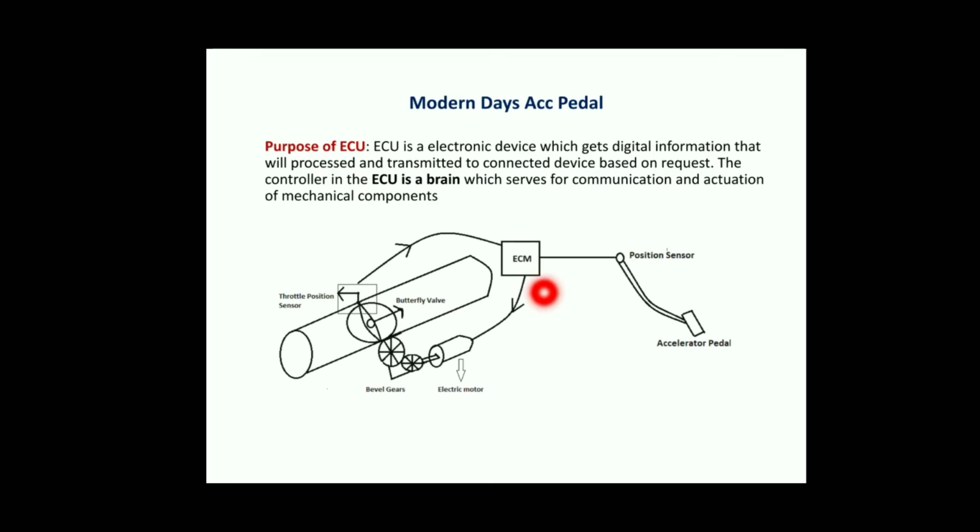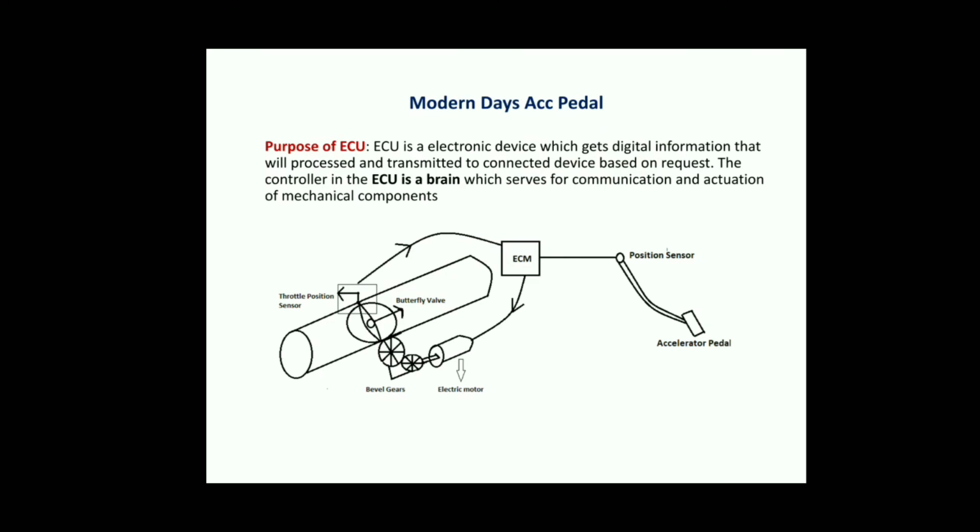The ECU gets the information from the position sensor, that is the accelerator pedal position sensor, and sends it to the motor to actuate the butterfly valve, and the same information is transmitted to the ECU to ensure that this is what exactly is being done. If anything goes wrong, that will be another case, the fault will be triggered, which will be seen in upcoming tutorials.